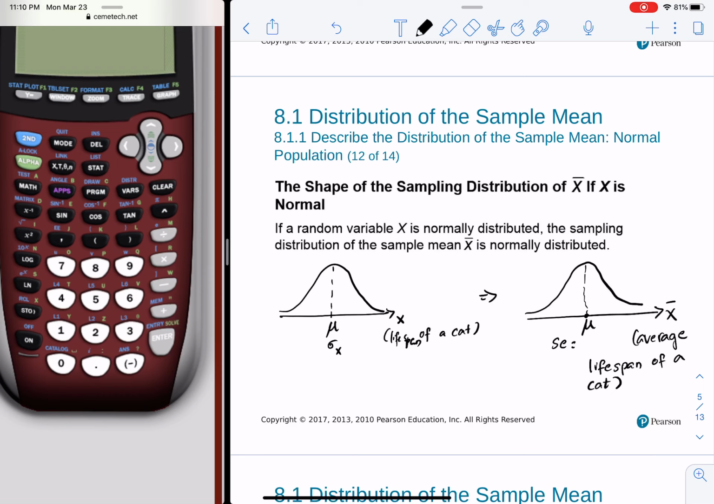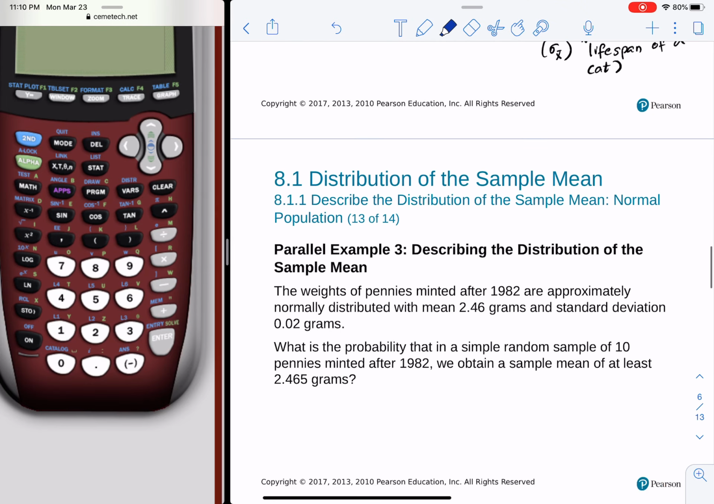We call it the standard error, and it is given by sigma x divided by square root of n. So we could also denote it as the standard deviation of x bar. So what changes? The mean doesn't change. You have mu here for one sample and mu there for the average, but the standard deviation is sigma sub x, and that becomes the standard error, which is sigma sub x divided by square root of n.